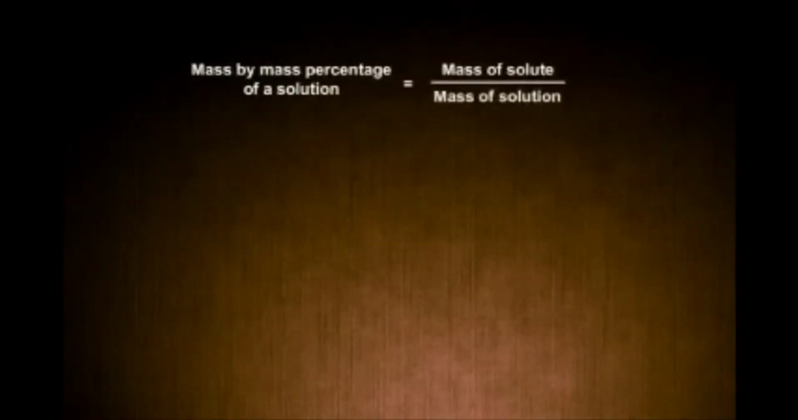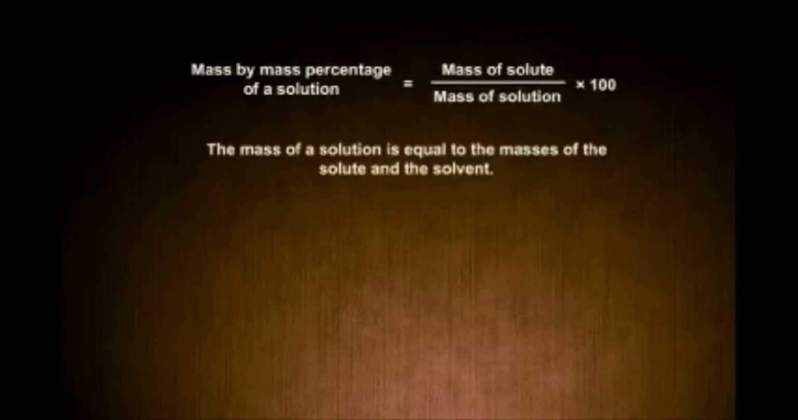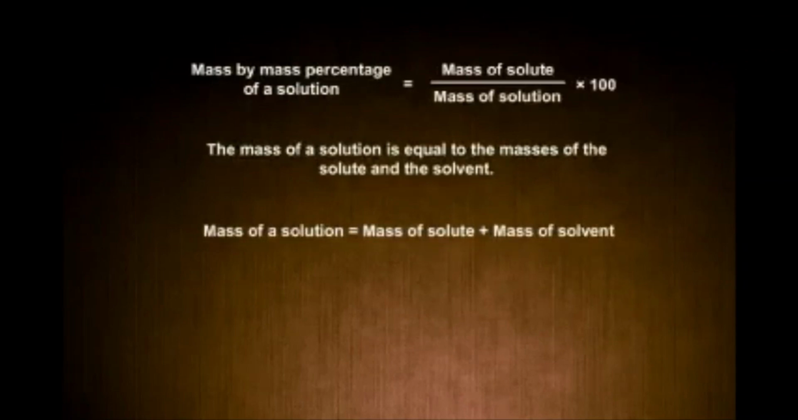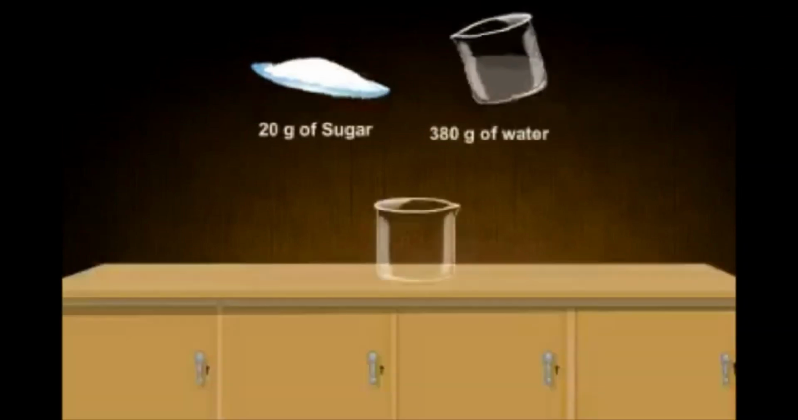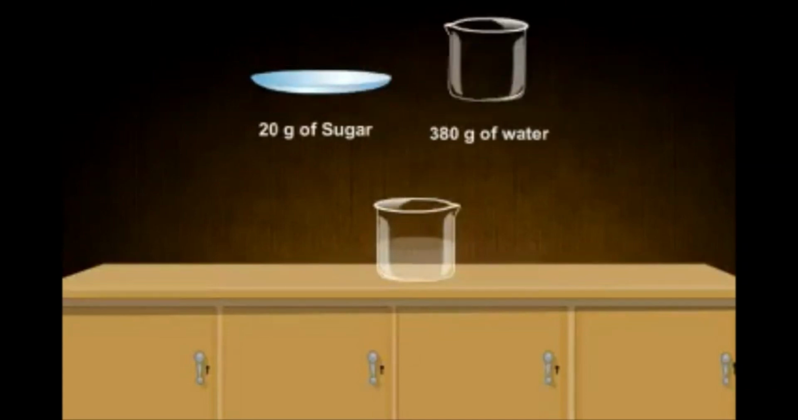You see this formula? Mass by mass percentage of a solution is equal to mass of solute by mass of solution into 100. Now this is an intuitively simple formula. What is happening in this formula? Well, the mass of a solution, as you would have guessed, is equal to the masses of the solute and the solvent. So the mass of a solution is mass of solute plus mass of solvent, right? Let's take an example. Here you have a solution that has 20 grams of sugar in 380 grams of water. So shall we calculate the concentration in terms of the mass by mass percentage?